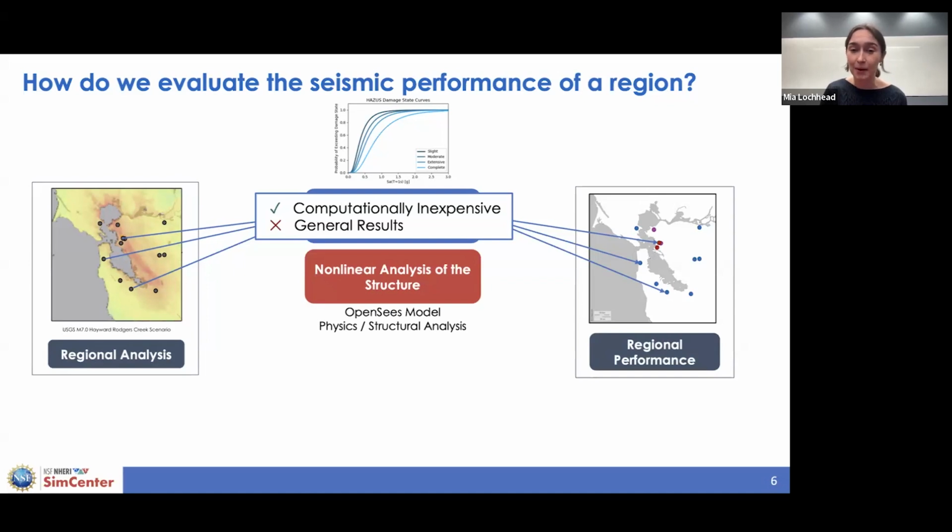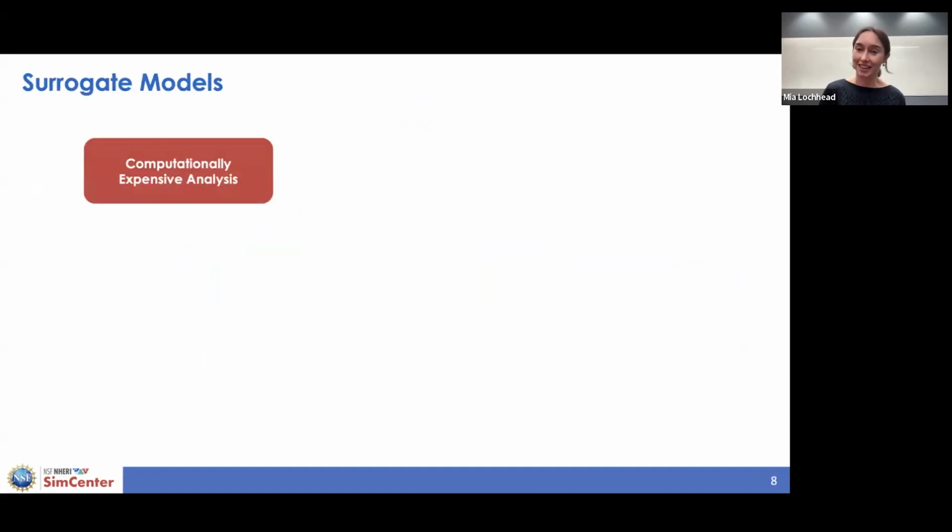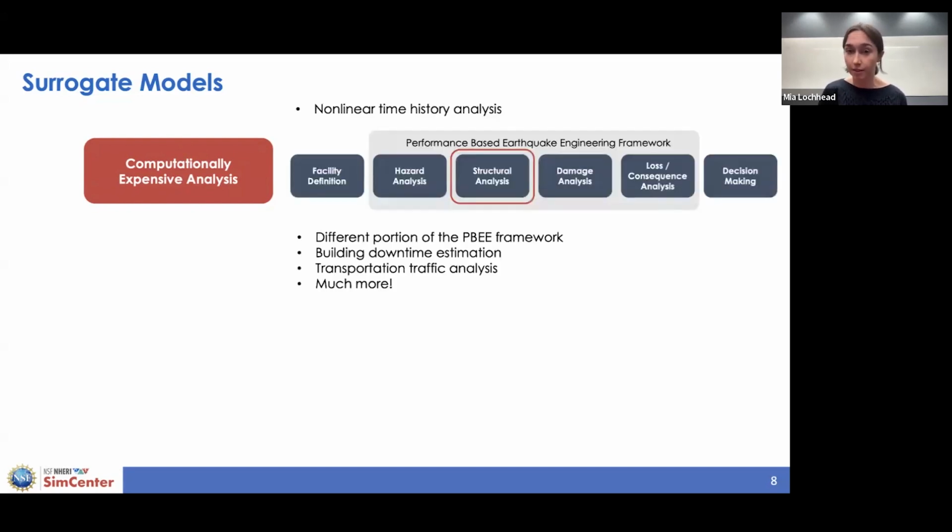Today I'm going to be talking about option 3, which is surrogate models. Surrogate models can be used in place of structural models. Instead of relying on physics and structural analysis, surrogate models rely on statistics and learn relationships between input and output variables. When we abstract this at a broader level, we have some kind of computationally expensive analysis. In my case, this is nonlinear time history analysis, but this could be a different portion of the performance-based earthquake engineering framework. We could use surrogates to compute downtime or transportation traffic analysis and a lot more.